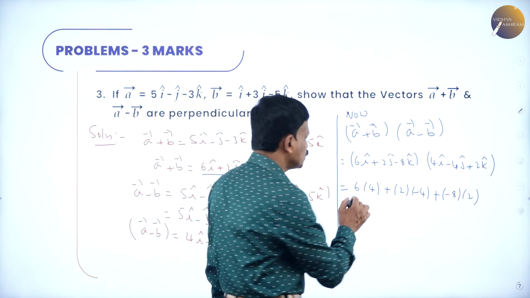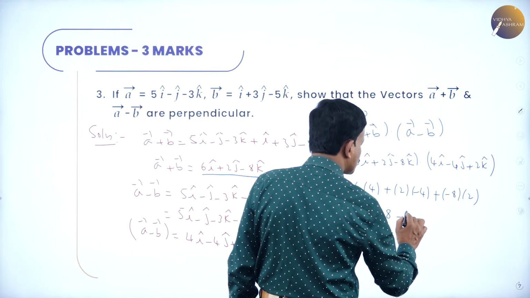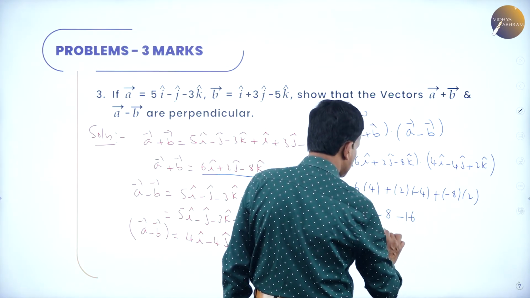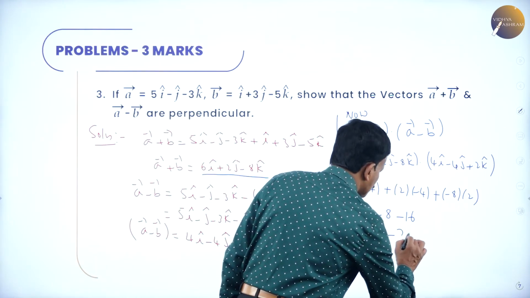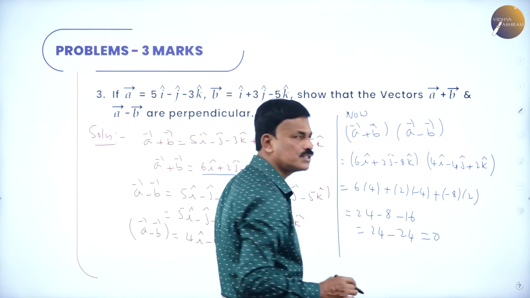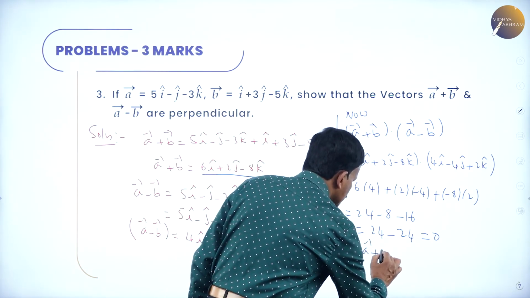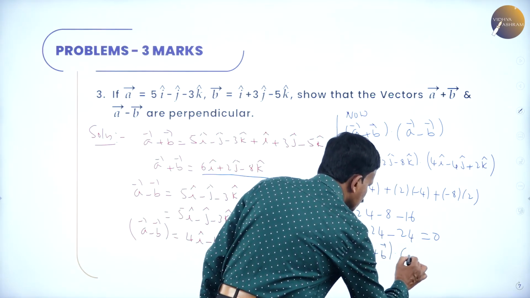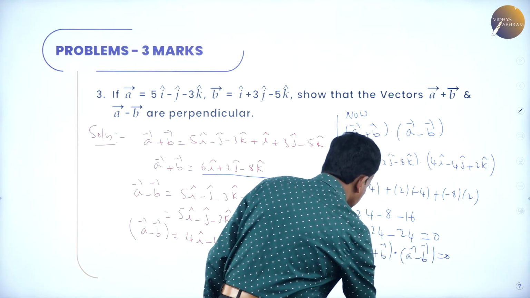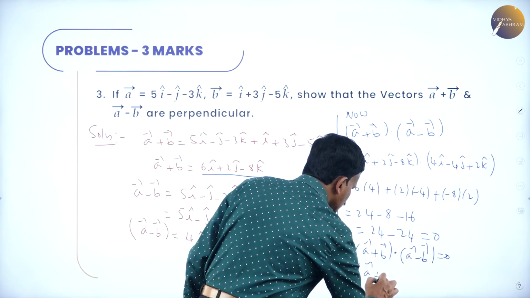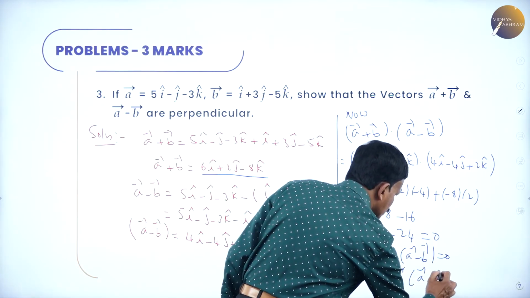Let us check. 6 4s are 24, 2 4s are 8 minus 8, 8 2s are 16. This is 24 minus 8 minus 16, which is minus 24. 24 minus 24 is equal to 0. Since, what is the conclusion? Since A plus B dot A minus B is equal to 0, therefore vector A plus B is perpendicular to vector A minus B.